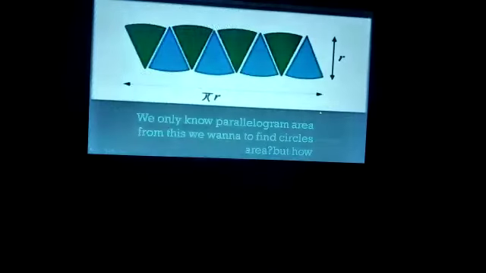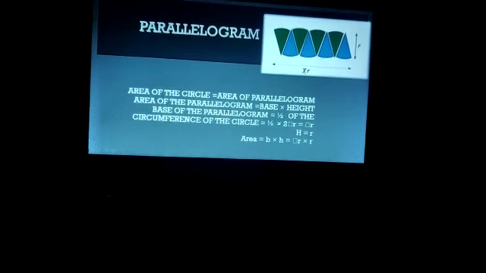So this is the radius and this is the base, pi r into r. So here, area of the circle will be equal to the area of parallelogram. Since we are arranging the circle, the circle is transformed here into the parallelogram. So we are arranging the circle in the parallelogram form. Therefore area of circle will be equal to the area of parallelogram.